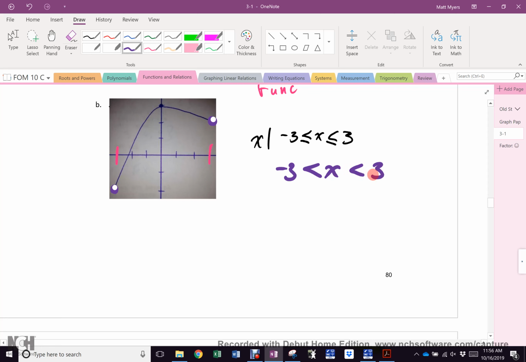Now, knowing what you know, because that was the x values, I want the range, don't I? As well? So, y, what's my lowest y value now?